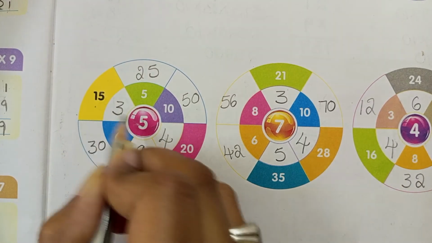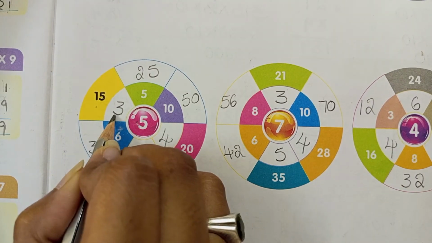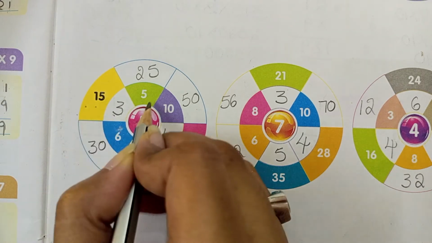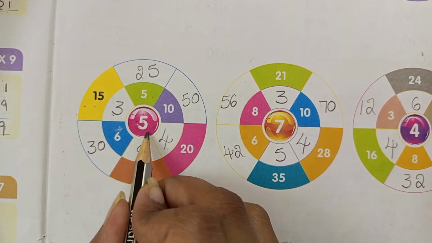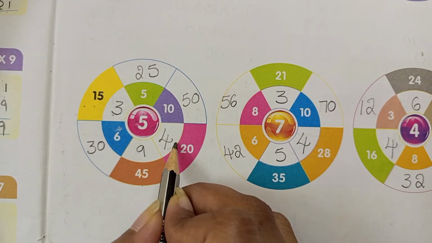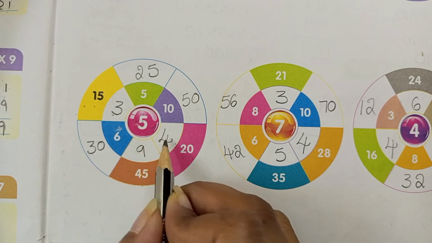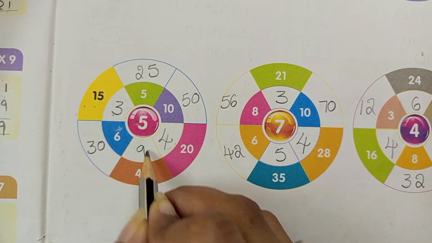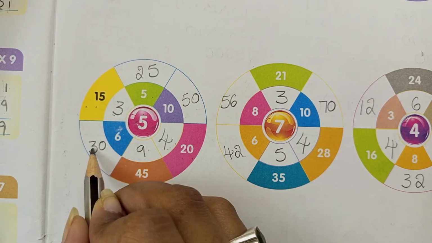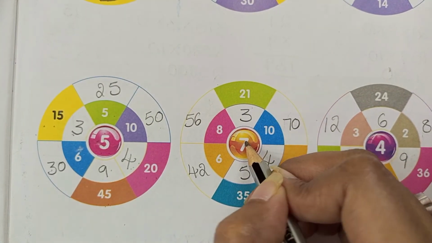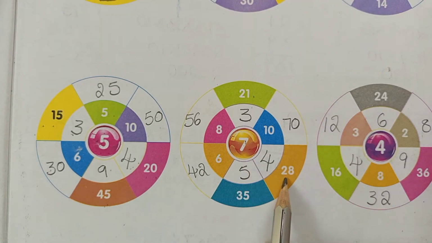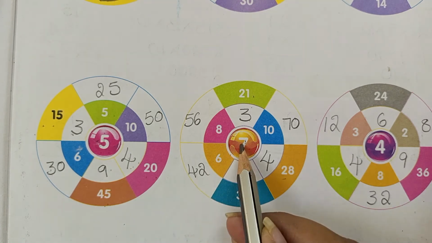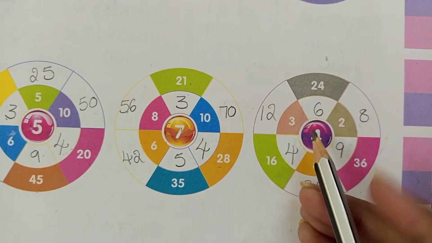And again the next one. When 5 is multiplied with 3, it becomes 15. 5 fives are 25, 5 tens are 50. 5 fours are 20. 5 nines are 45, 5 sixes are 30. See the next one. 7 threes are 21, 7 tens are 70, 7 fours are 28, 7 fives are 35, 7 sixes are 42, 7 eights are 56.